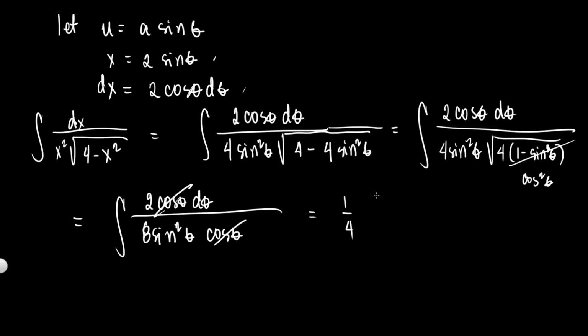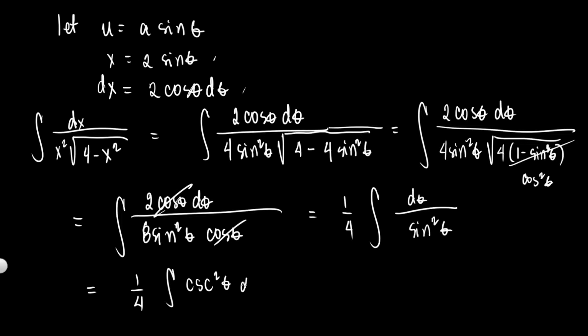Labas na natin, constant, times the integral of d theta over sine squared theta. 1 over sine is cosecant. So, this is equal to 1 over 4 times the integral of cosecant squared theta d theta. And what is the integral of cosecant squared theta? Equal to minus 1 over 4 cotangent theta plus c. Now, hindi pa tayo tapos dyan.